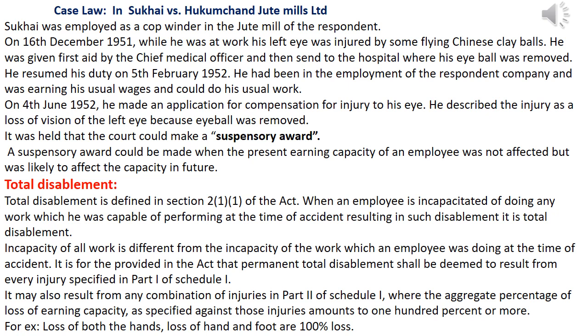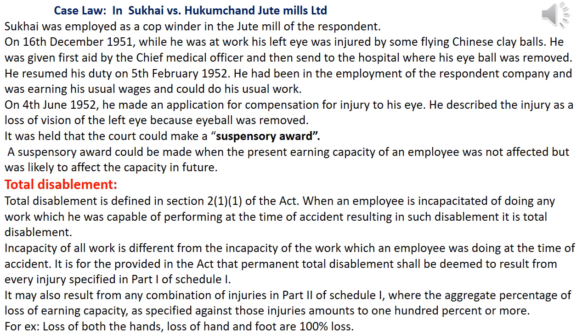So the court held that it can make a suspensory award. A suspensory award is something which could be made when he can earn the same present earning capacity of an employee, that is, it was not affected. His employment is not affected, his earning capacity is not affected, but it might likely be affected in the future. This award is called a suspensory award.